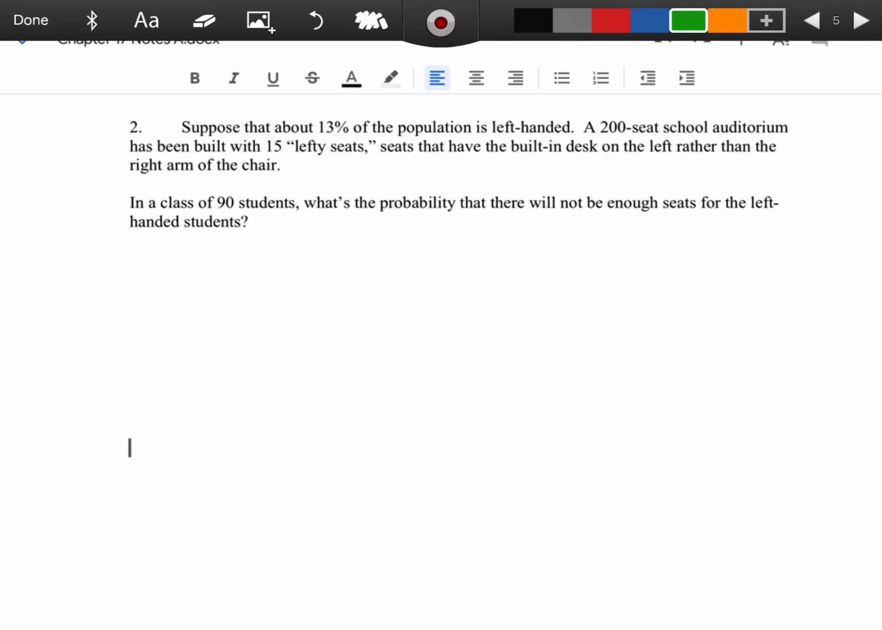I'm going to do the next two questions very similar to the way I did the first question. I'm going to be going through the same information that we just found. Suppose that 13% of the population is left-handed. So we're saying anytime we have a population in a room, we expect 13% of those people to be left-handed.